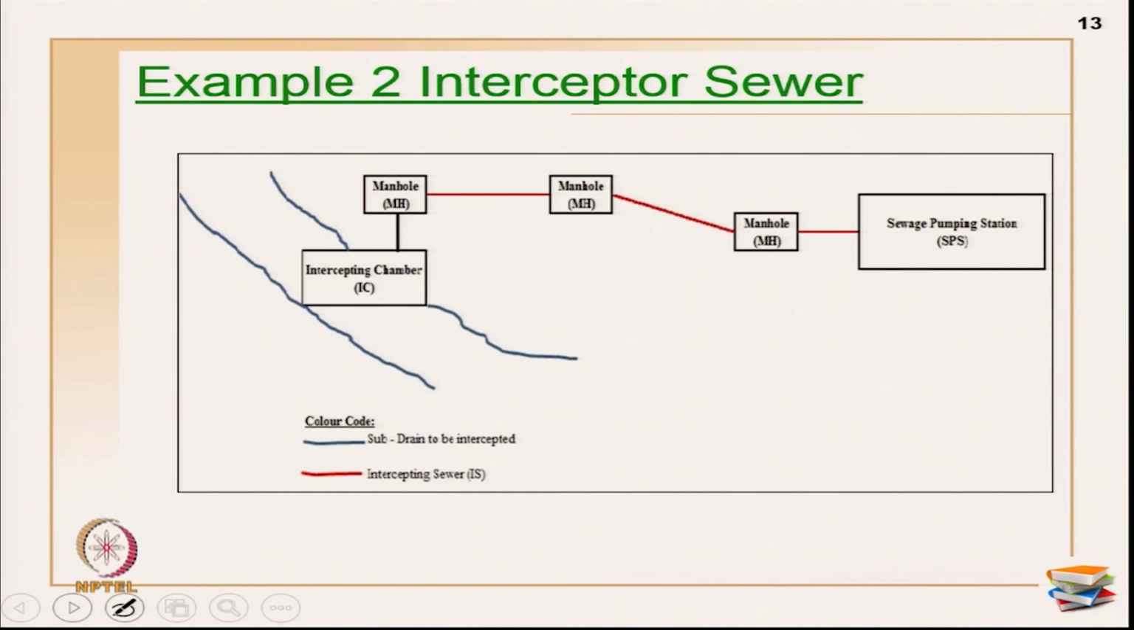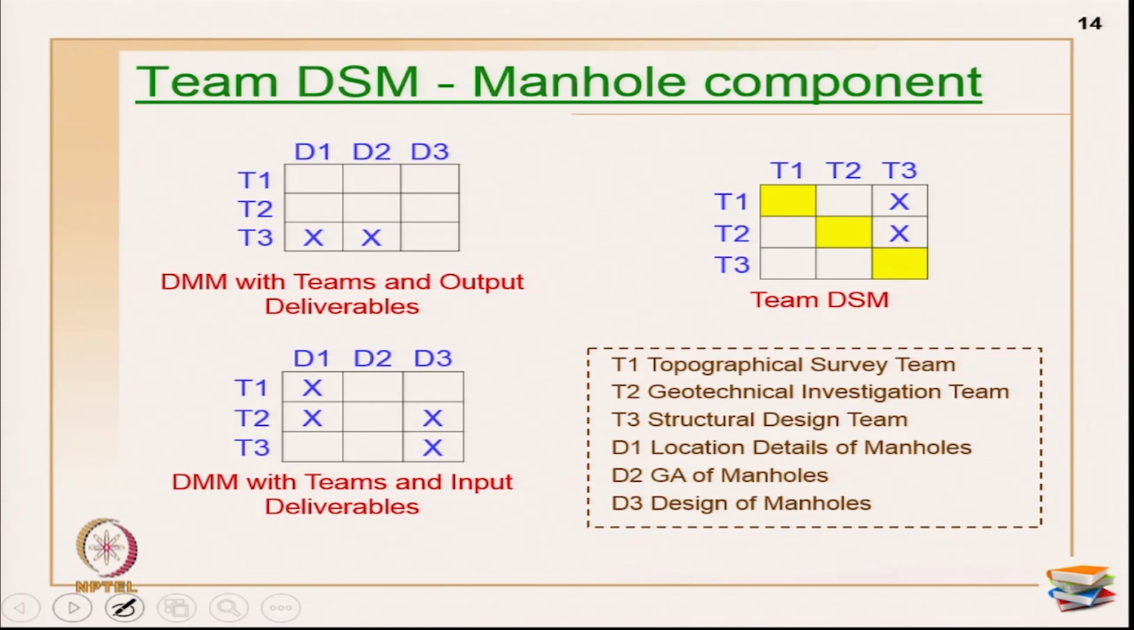I have intercepting chamber, manholes, and sewage pumping stations. Lifting stations are also there, but I am not showing them right now in this particular work. And this red line is primarily the intercepting sewer. Okay. Now, for the particular manhole component alone, I am going to show the team DSM formation. Okay. So, now these are the 3 teams T1, T2 and T3, and D1, D2 and D3 are the 3 drawings. Okay. If you see here, the identification is given in the legend here.